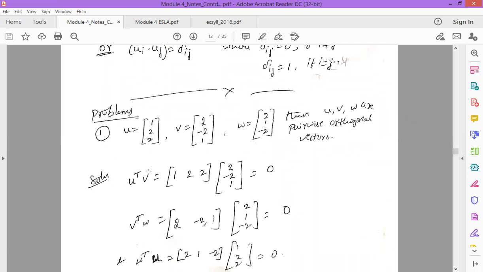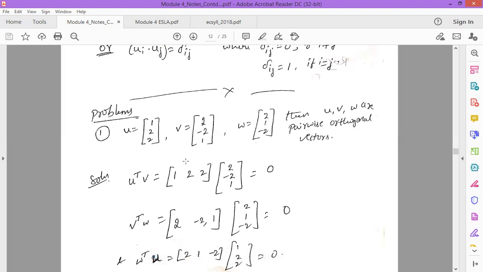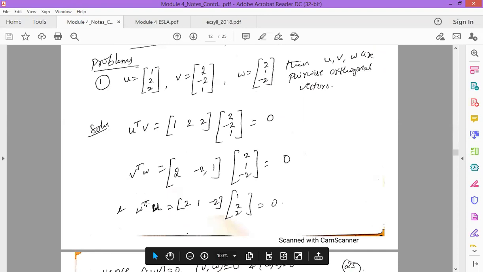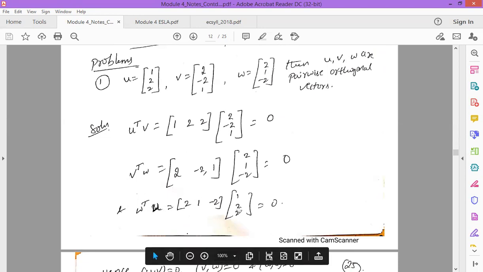To check the orthogonality property, we take the transpose of one vector, because to have the dot product we should have a match between the column and the rows. Taking the transpose of u, it results in (1, 2, 2). Take the dot product of u transpose with v: 1 into 2 is 2, plus minus 4, plus 2, results in 0. Similarly, v transpose w: 4 minus 2 minus 2, that is also 0. For w transpose u, once again it results in 0.